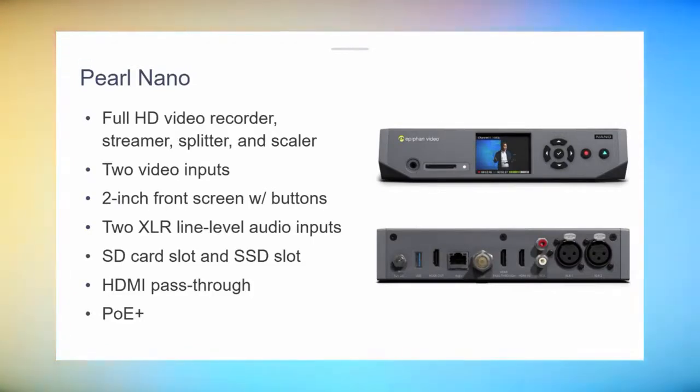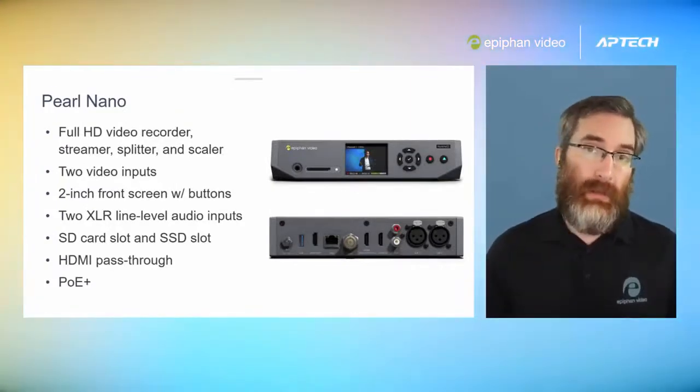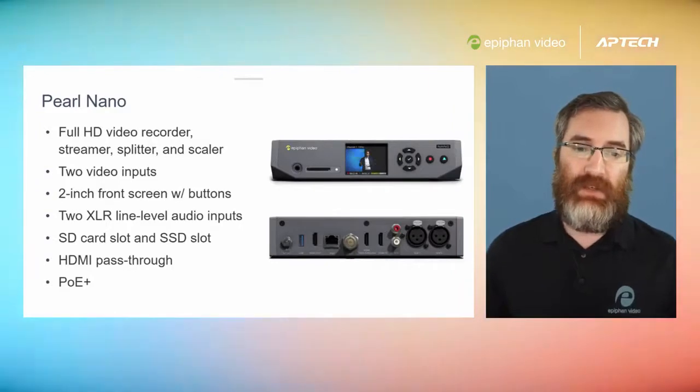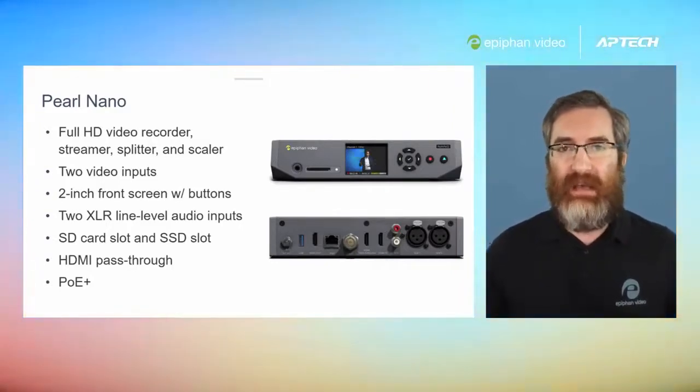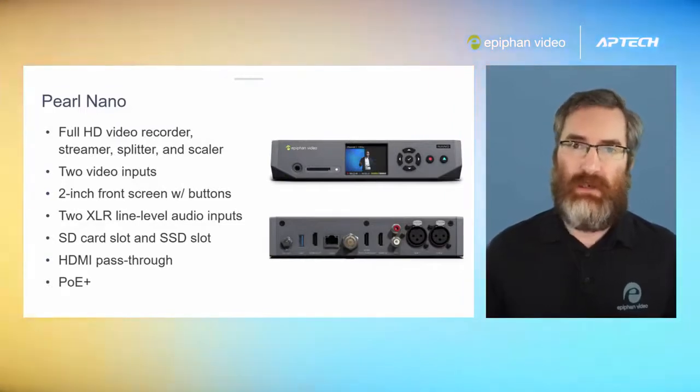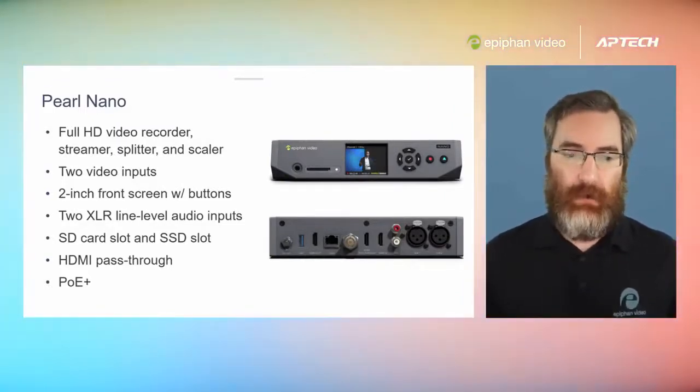The idea with the Pearl Nano here is that it is a full HD video recorder, streamer, splitter, scaler. We have two video inputs, one HDMI and one SDI. There's a small 2-inch screen built into the front of it with an array of buttons for controlling some of the menus on that screen. There are two XLR line level inputs on the back for professional audio. You can record to a removable SD card, or optionally, you could actually install an M.2 SSD drive into the open bay for larger or more permanent storage installation on the Nano.